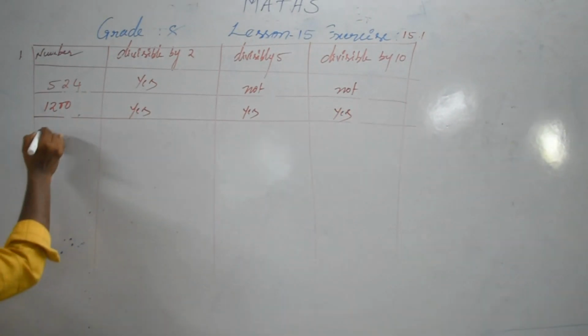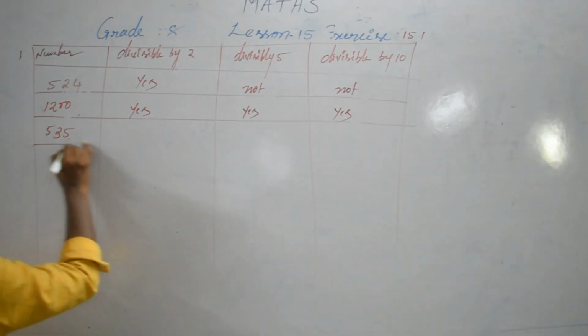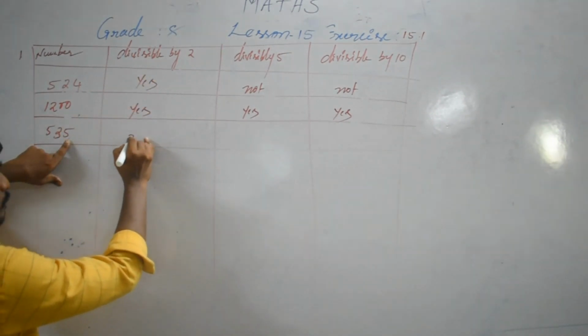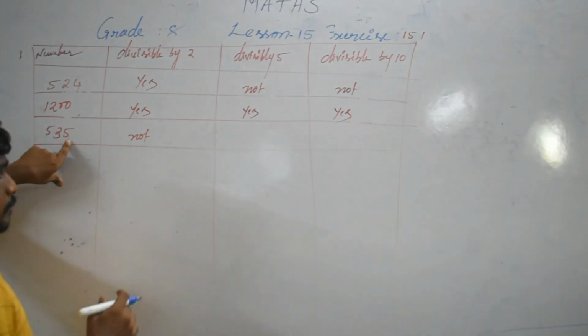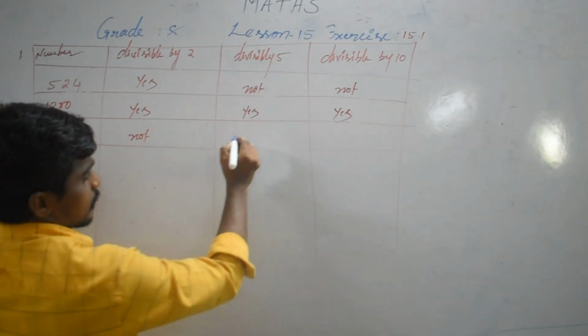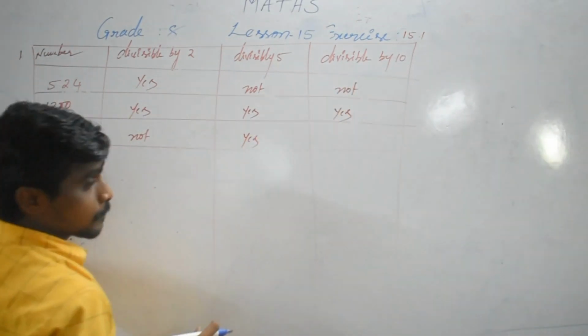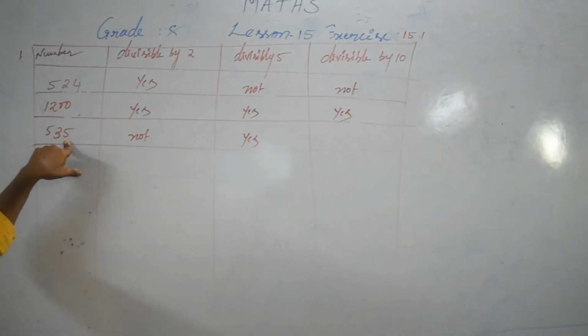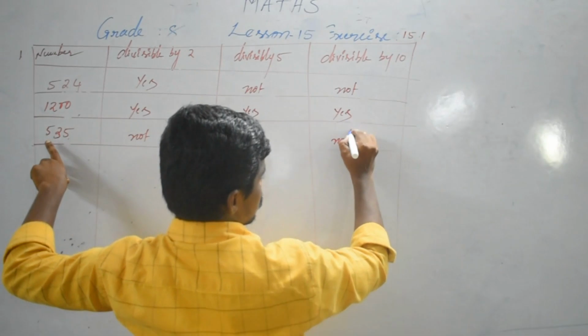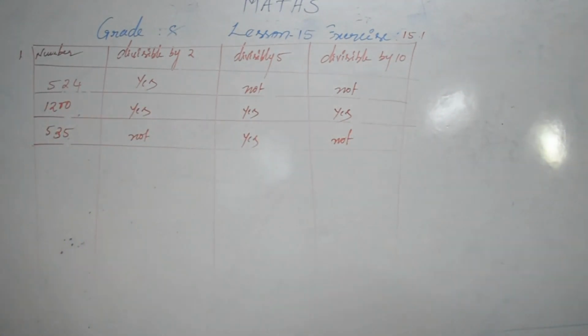Next, 535. So what is the 2 divisibility rule? In ones place an even number, but here an odd number is given, so not divisible by 2. What is the 5 divisibility rule? In ones place 0 or 5, and here 5 is given, so it is divisible by 5. Yes. Now the 10 divisibility rule: in ones place only 0. Here 5 is given, so not divisible. Next one, 836.